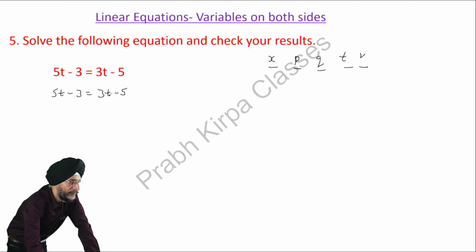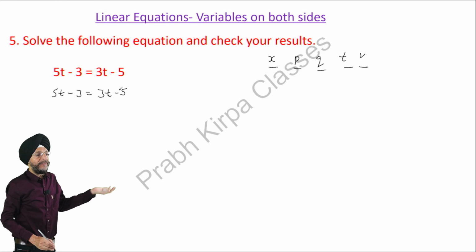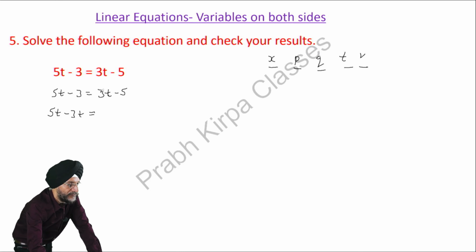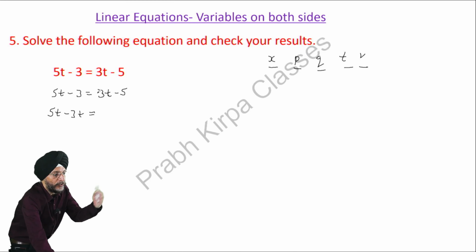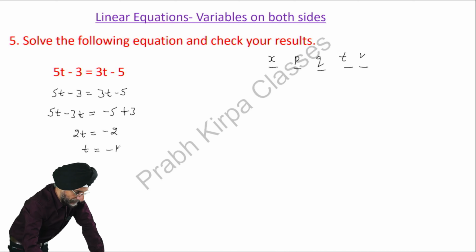So here we will take the terms which have variable on one side, that is on the left hand side. We will take the variable terms, 5t minus 3t, because it is positive on right hand side, and when taken to the other side it becomes negative. So minus 5, this is a negative number, so when it is taken to the other side it becomes positive. 5t minus 3t, it becomes 2t, is equal to minus 5 plus 3, it becomes minus 2. So the value of t is minus 1.